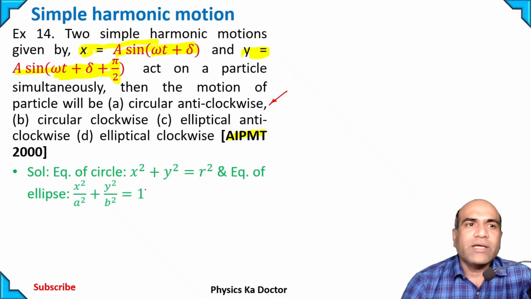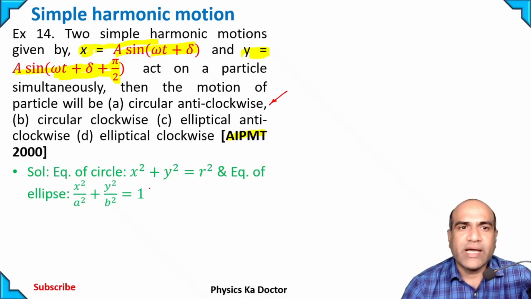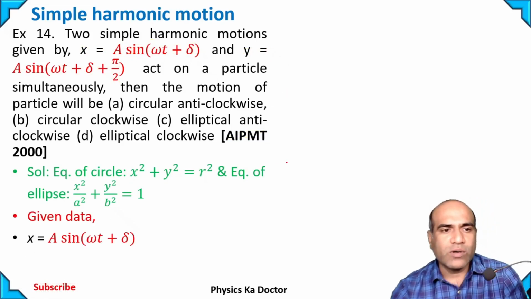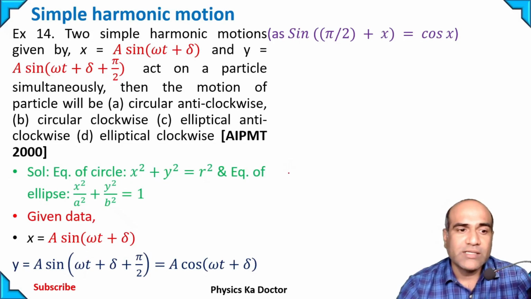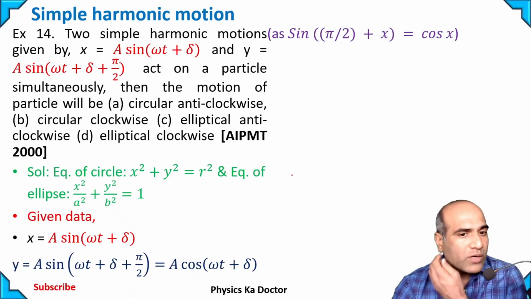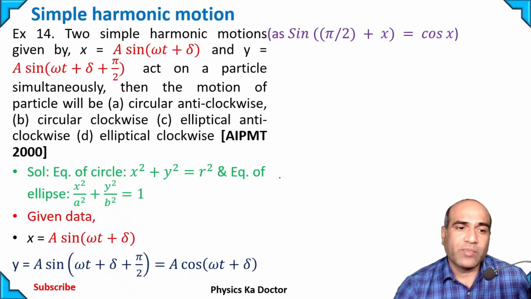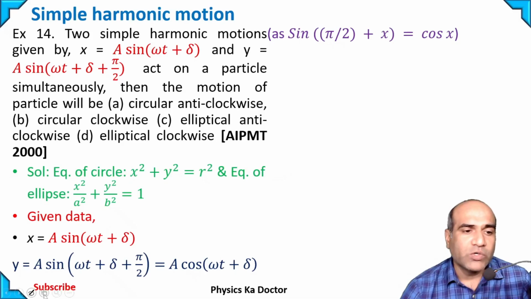If our equations are x equal to a sine omega t plus delta, y equal to a sine omega t plus delta plus pi by 2, and we satisfy any of these conditions, then we can compare them. Both are overlapping, x is this, y is this, right? So the final solution is x plus y. And to have a solution, both angles should be equal.